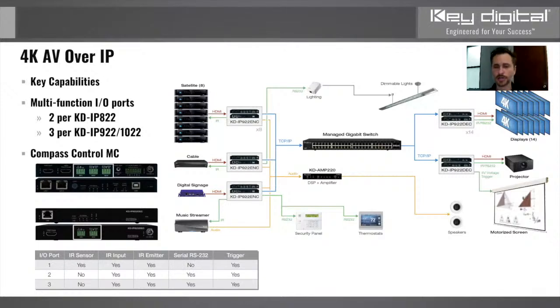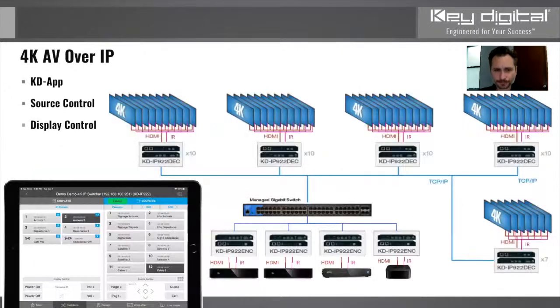You can control RS-232 controlled DSPs or amplifiers, security panels, thermostats, lighting control systems that might be over IP. So anything that's IR, RS-232, and TCP/IP is all controllable and integratable with Compass Control Pro.